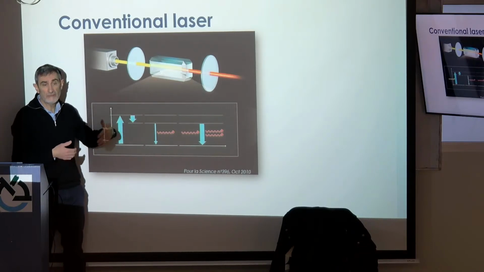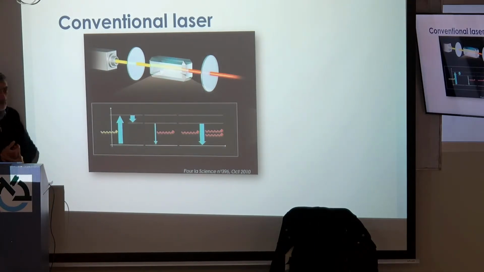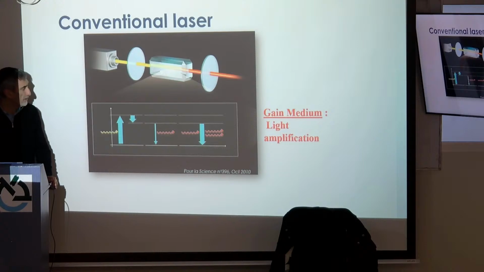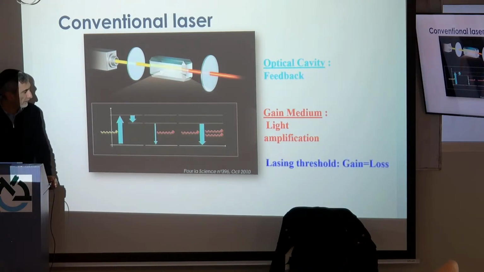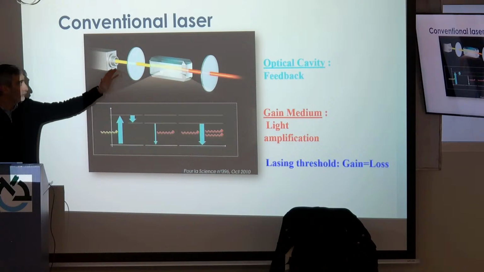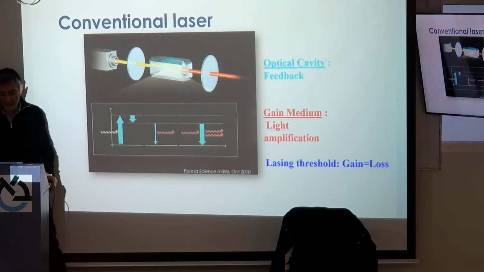If you have enough gain, enough amplification, then gain becomes equal to loss, and you see a very rapid increase of intensity, and that's the lasing action in this system. So what you need is a gain medium where you have amplification of light, and an optical feedback based on this optical cavity. The threshold, gain equal to loss, is the condition to get lasing. You need enough gain to compensate for the losses due to the fact that those mirrors are open, they let some light come out.